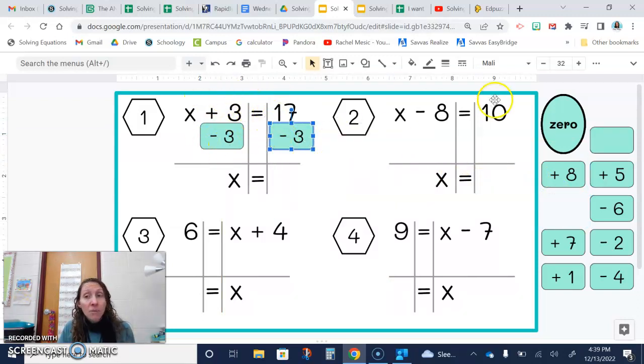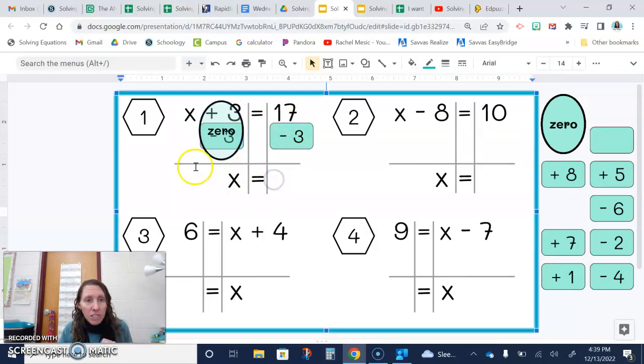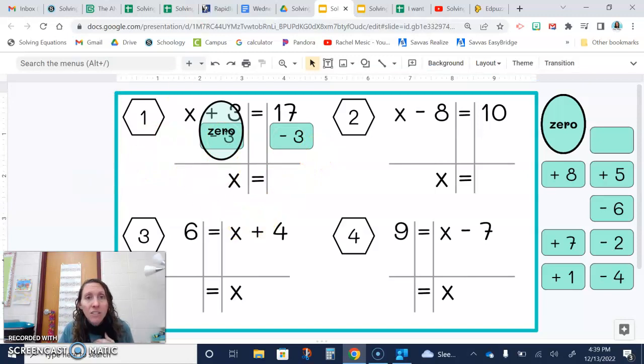On the left here, 3 minus 3 is 0. 0 is nothing, so I don't need that anymore. I'm left with just the X. Then on the right side, 17 minus 3 is 14. And for some reason, my text box disappeared, so here we go, I'll write it in.